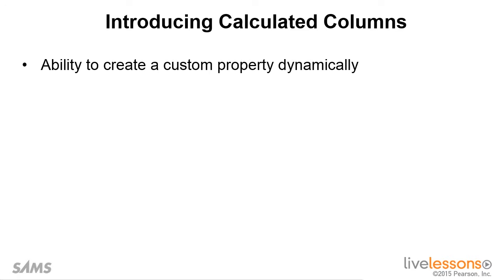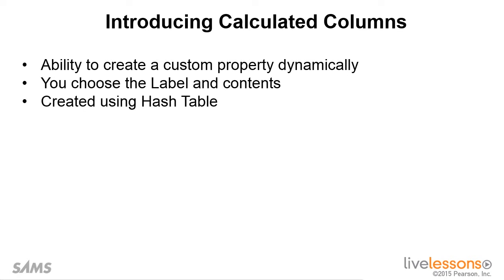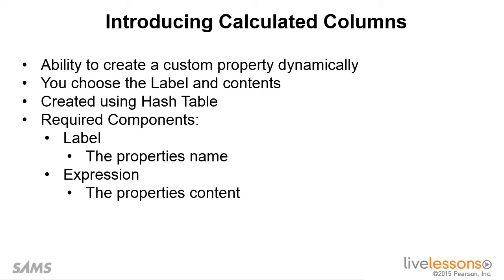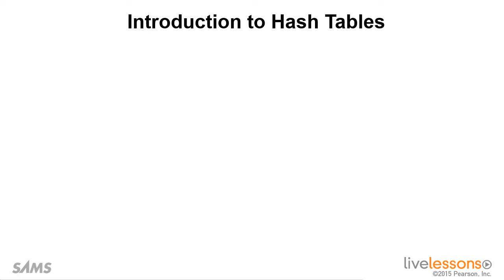Calculated columns are going to give you the ability to create a custom property dynamically whenever the command is executed. You can choose the label and the contents of that calculated column. It's created by using a hash table. A hash table is made up of a key, which is going to be your label, which then is displayed as the property's name, and an expression value, which is the calculation that will then be displayed in the property's content. Let's take a look at hash tables and how they are made.